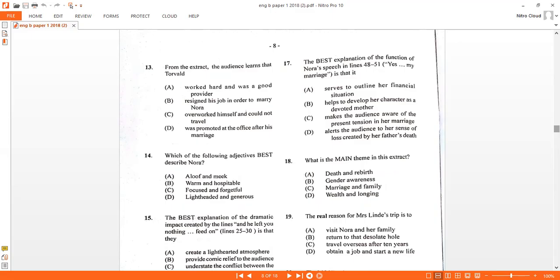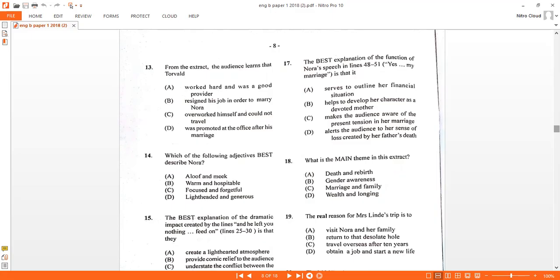The best explanation of the function of Nora's speech in lines 48 to 51, "my marriage is that." Now, again, remember I told you, when you get a question and it gives you a line or lines, go back and return to the line. So let us look at the options before we return. A, serves to outline her financial situation. B, helps to develop her character as a devoted mother. C, makes the audience aware of the present tension in her marriage. And D, alerts the audience to her sense of loss created by her father's death.